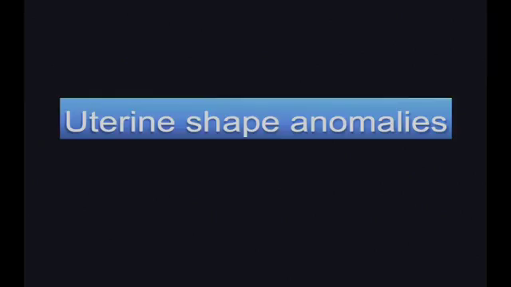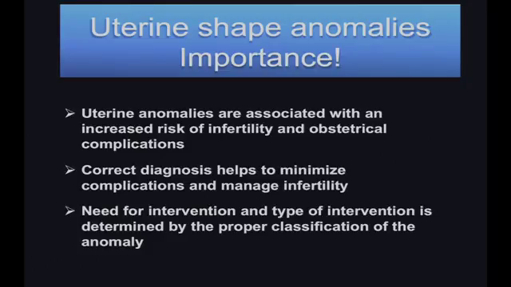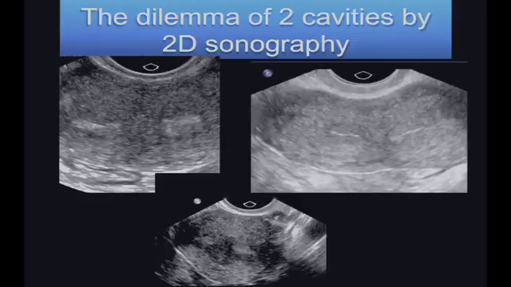So first, let's look at some uterine shape anomalies. So why is it important that we determine what type of uterine shape anomaly the patient has? First, uterine anomalies are associated with an increased risk of infertility and obstetrical complications. The correct diagnosis helps to minimize complications and manage infertility. So the need for intervention and the type of intervention is determined by the proper classification of the anomaly.